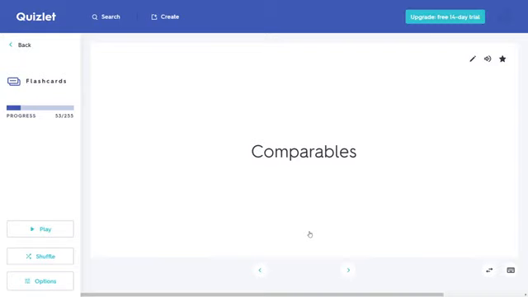All right, next one, comparables. Okay. All right, so take a couple seconds, figure this one out. Okay. You guys remember what comparables are? Maybe it's a new term for you guys.